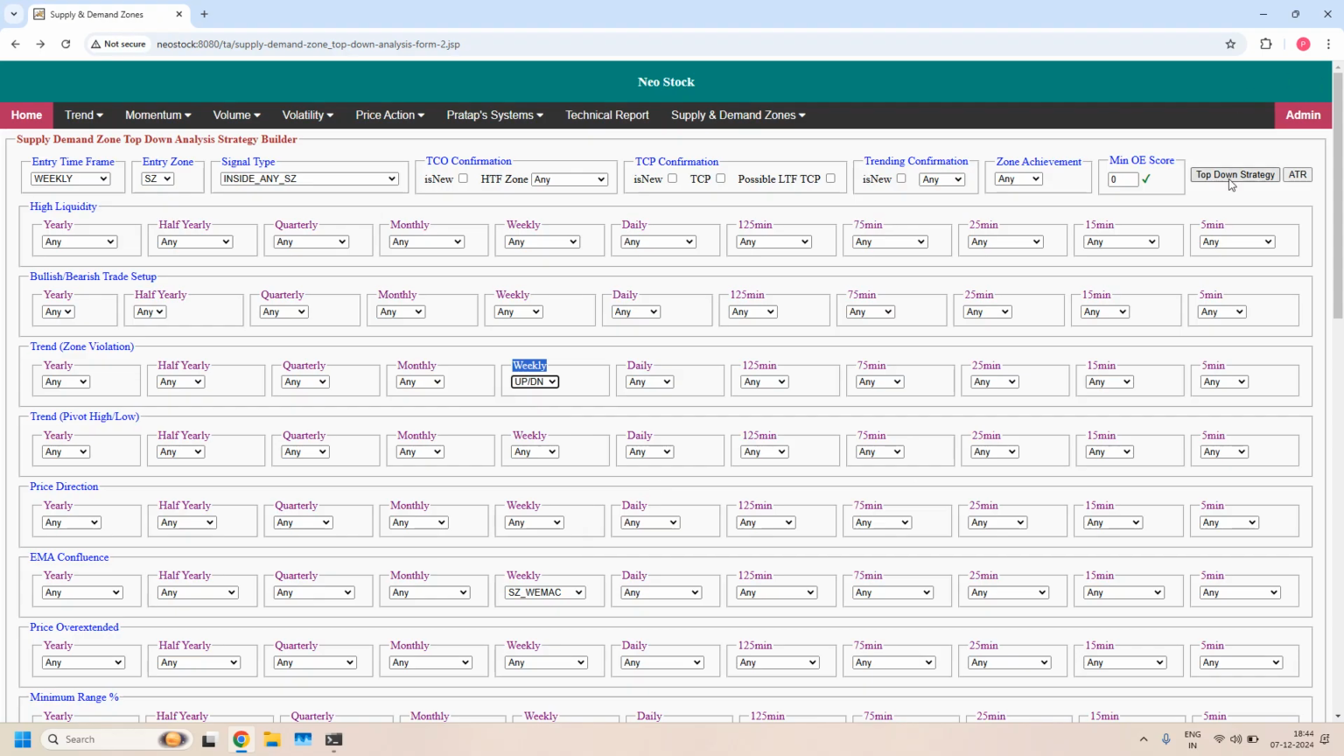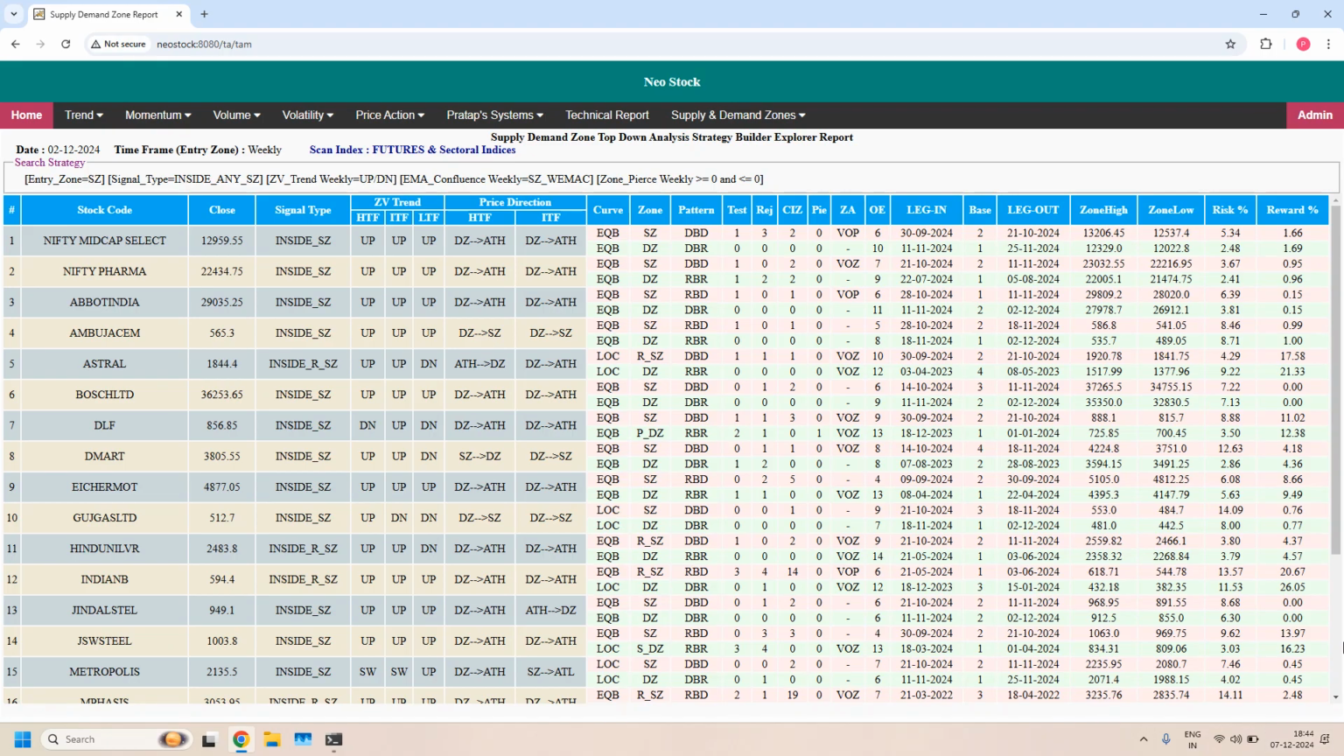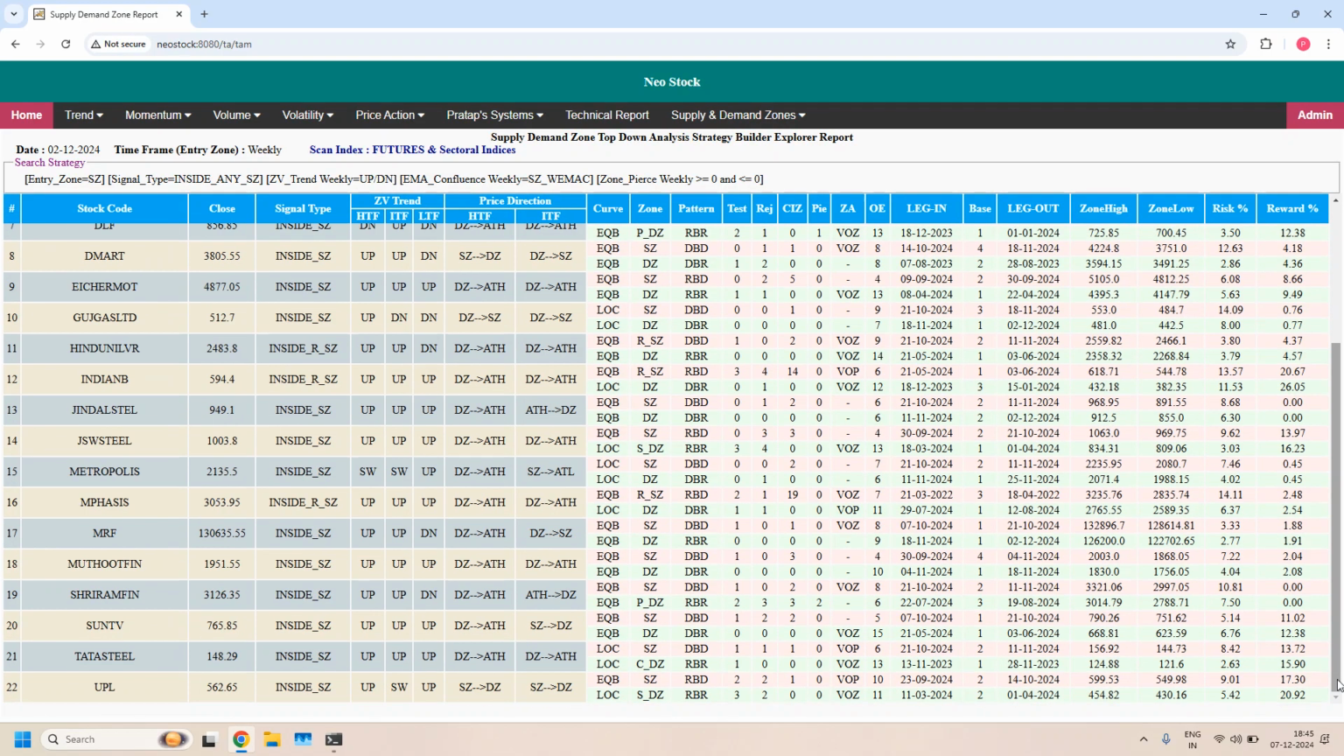Now let's filter out of 56. How many we got? These are the first 15 stocks. And a few more stocks are there below. I am scrolling the list down. So total 22. Out of 56, we got only 22 stocks. In these 22 are high probability setup weekly supply zones. Because all these supply zones are having weekly EMA Confluence.